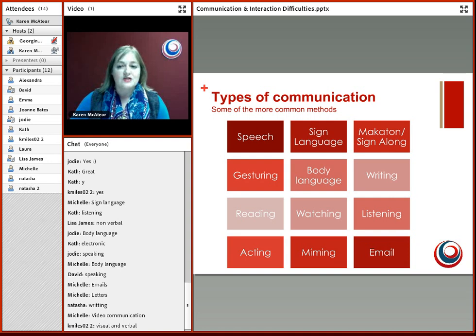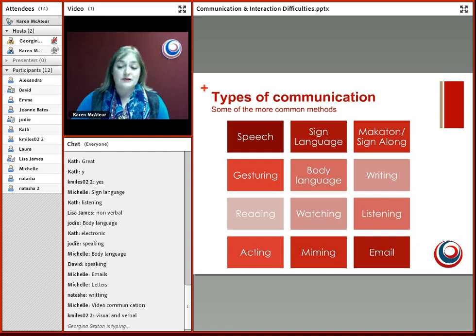Use Makaton or Sign Along, which is a simplified version of British Sign Language. Gesturing, body language, writing, we said that one, reading, watching, listening, acting, good one, miming, and email, which many of you said. So they're just some of the forms of communication that we use day to day. Usually we use a mixture of all of these, don't we? Or just about.